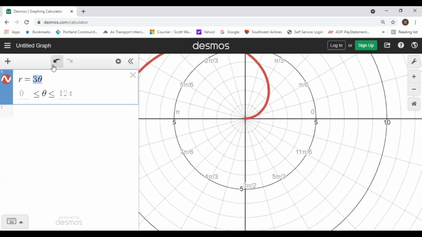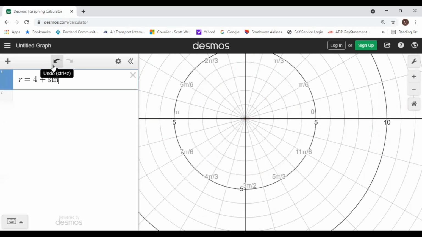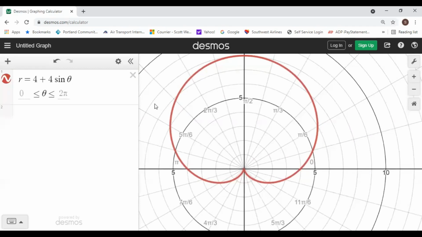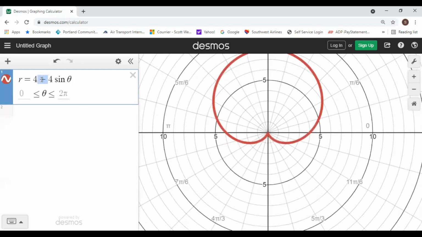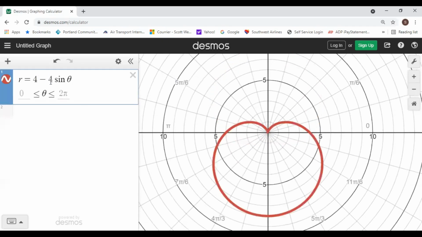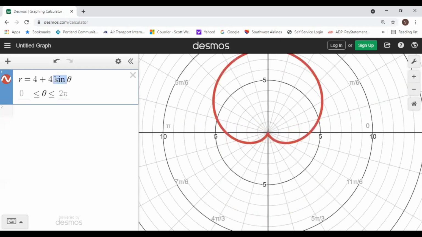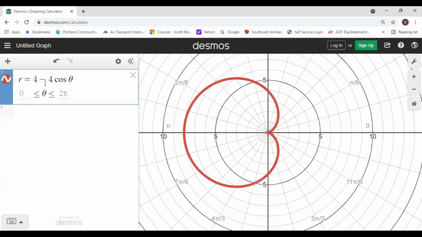So let's make a graph of a limaçon. So what we need are two numbers, a and b. First, let's say they're the same: 4 plus 4 sine theta. Okay, so this makes the cardioid version of a limaçon. And so notice it's like a heart shape. And what makes the difference when we change this from plus to minus is just the orientation. What makes the difference if we change this from sine to cosine is, again, the orientation. So that's the effect of each of those, but the overall shape is the same.